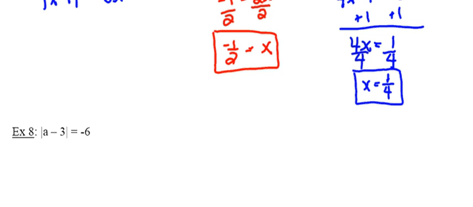And last but not least, example number 8. Example number 8 starts out with the absolute value of a minus 3 is equal to -6. The absolute value is all by itself, but this one is a tricky one. You can stop right here. Can your absolute value ever be negative?